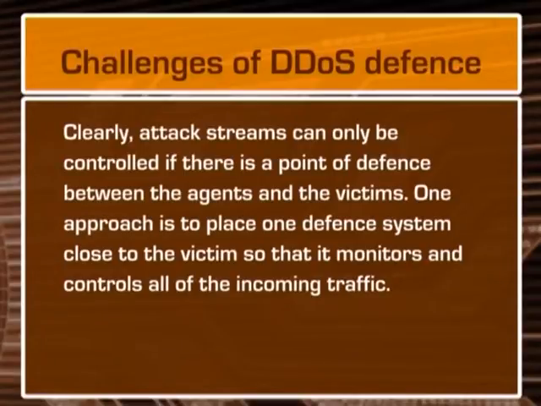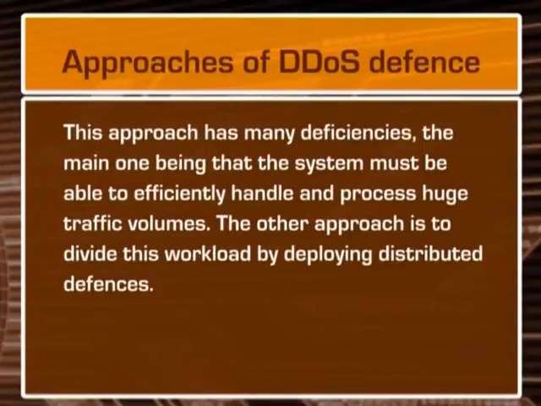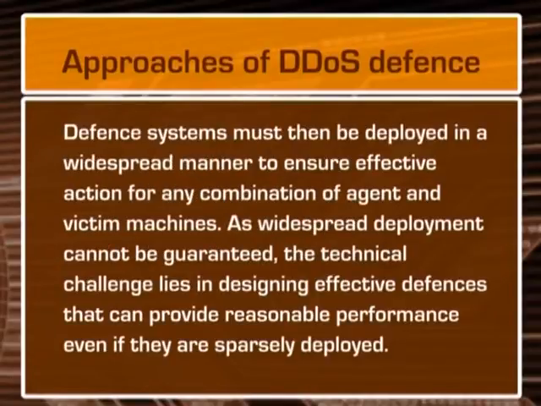Clearly, attack streams can only be controlled if there is a point of defense between the agents and the victims. One approach is to place one defense system close to the victim so that it monitors and controls all the incoming traffic. This approach has many deficiencies, the main one being that the system must be able to efficiently handle and process huge traffic volume. The other approach is to divide this workload by deploying distributed defense. Defense systems must then be deployed in a widespread manner to ensure effective action for any combination of agent and victim machines.